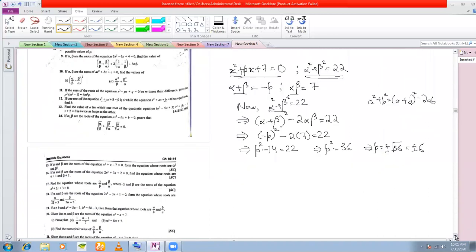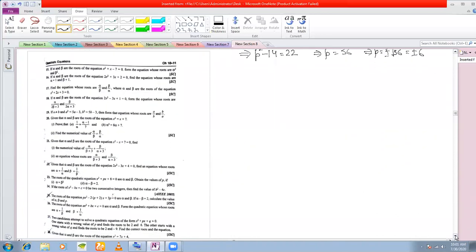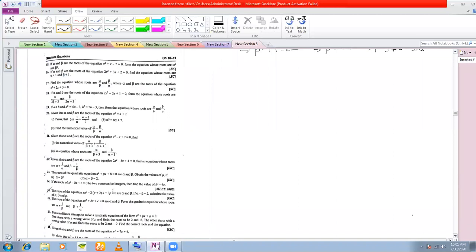Let us now move on to this one, number 15. If alpha and beta are the roots of the equation x square plus x minus 7 equal to 0, form an equation whose roots are alpha square and beta square. You need to form an equation whose roots are alpha square and beta square, given that alpha and beta are the roots of this equation.